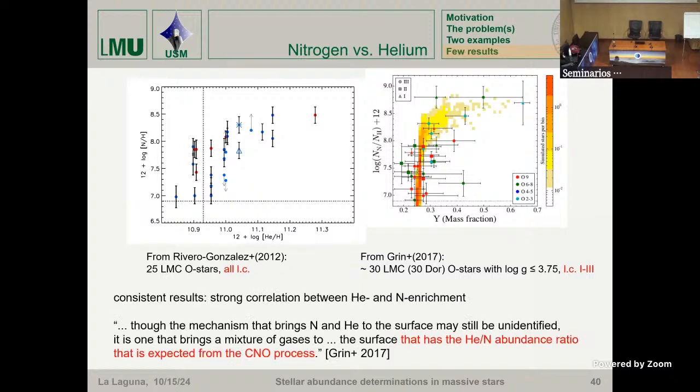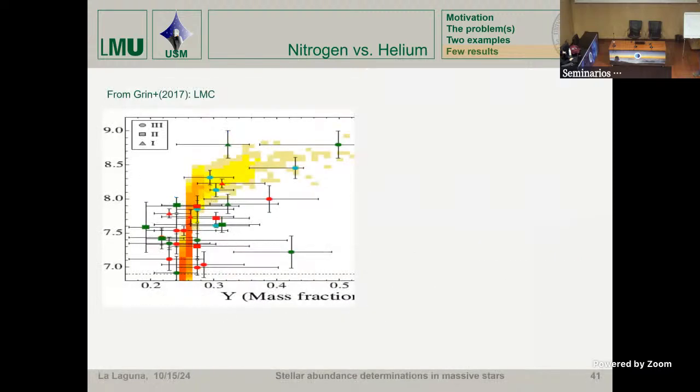So at that time, there was the conclusion by this guy Grin, namely, though the mechanism that brings nitrogen and helium to the surface may still be unidentified, so is it rotational mixing or not, it is one that brings a mixture of gases to the surface that has a helium over N abundance ratio that is expected from the CNO process. So this was true until half a year ago or something like this. Namely, this is now connected and related to my work here.